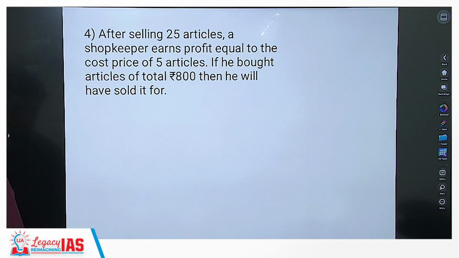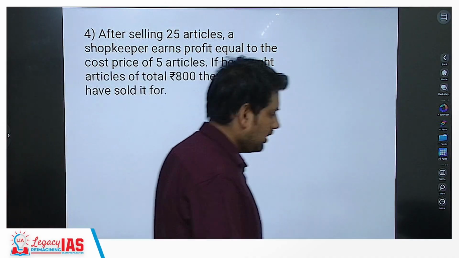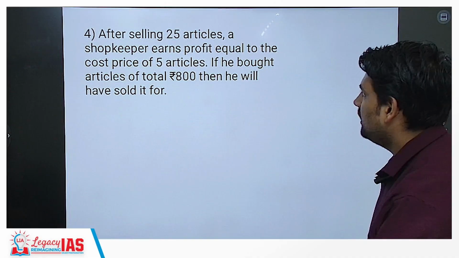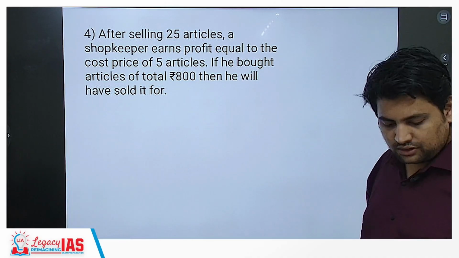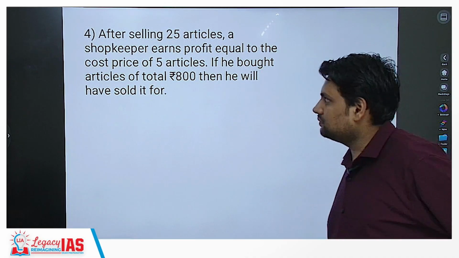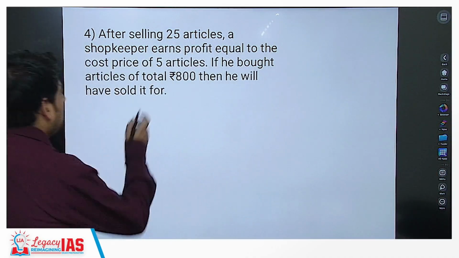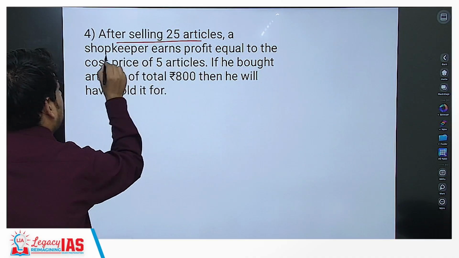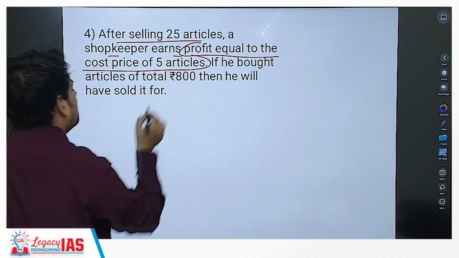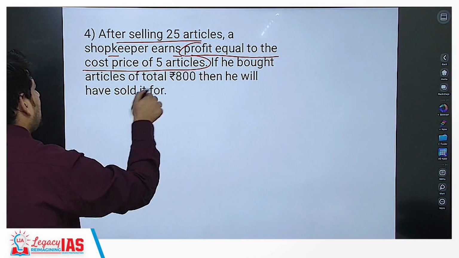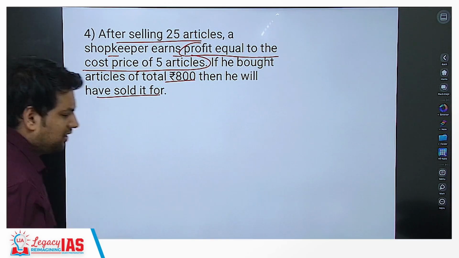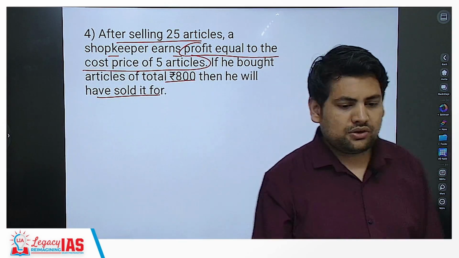This is the first question. What it says, after selling 25 articles, a shopkeeper earns profit equal to cost price of 5 articles. If he bought articles of total 800, then he will have sold it for. This is the question. Now how do you do it?